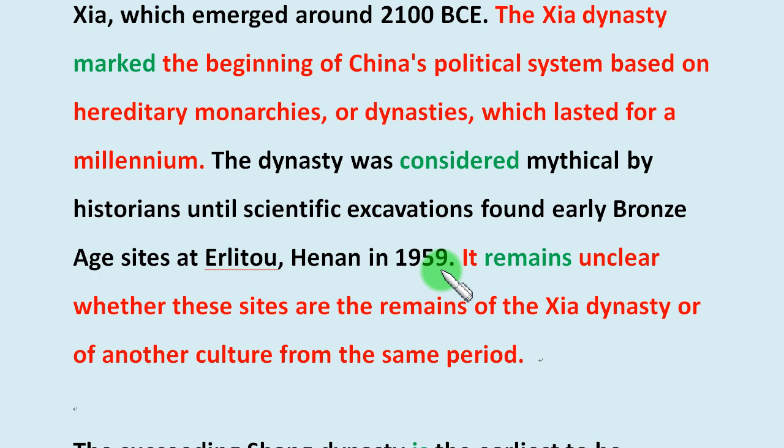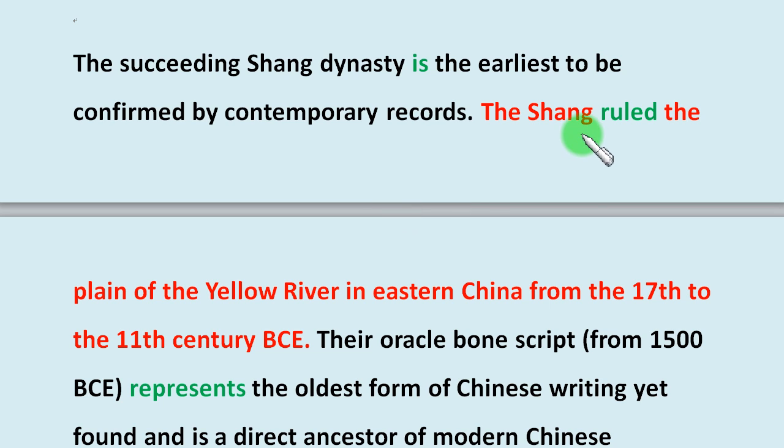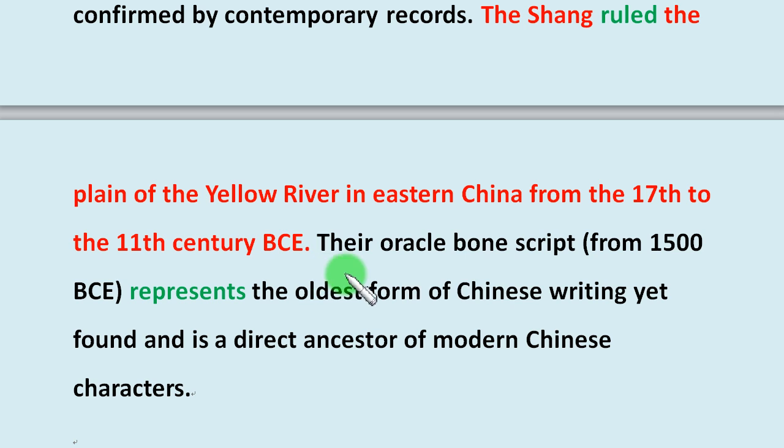It remains unclear whether the sites are the remains of the Xia dynasty or of another country from the same period. The succeeding Shang dynasty is the earliest to be confirmed by contemporary records. The Shang ruled the plain of the Yellow River in eastern China from the 17th to the 11th century BCE. Their archaic script represents the oldest form of Chinese writing yet found and is a direct ancestor of modern Chinese characters.